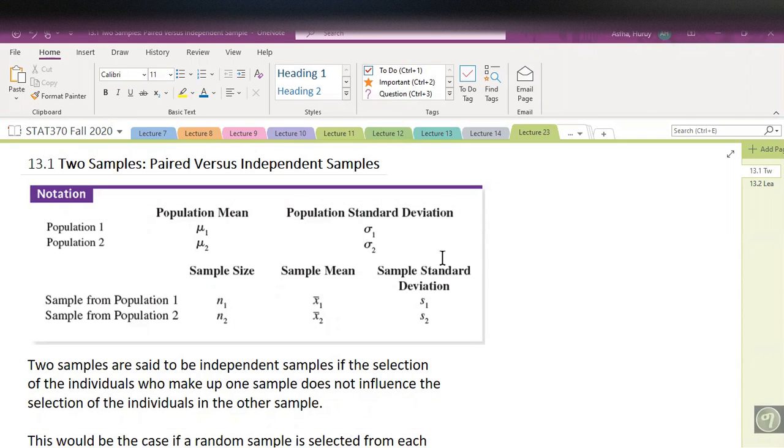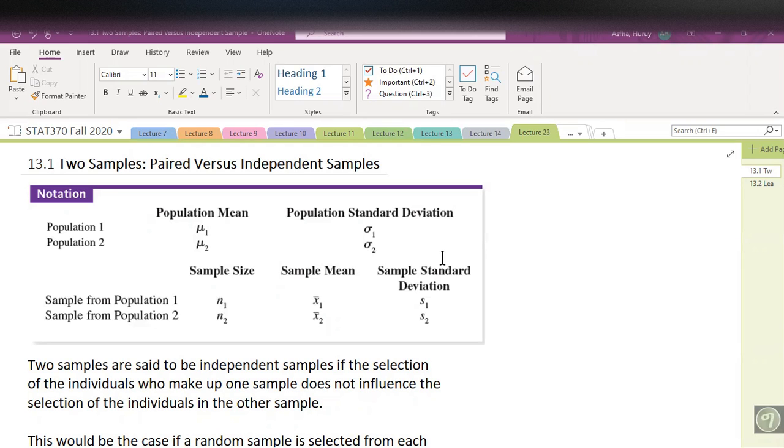In this lecture, we will learn the two sample versus the independent sample. And then later on, we will talk about how to make inference about the paired sample means. So what do we mean when we say paired and independent samples?